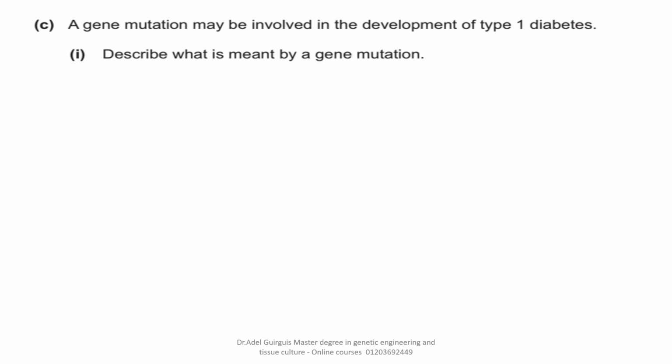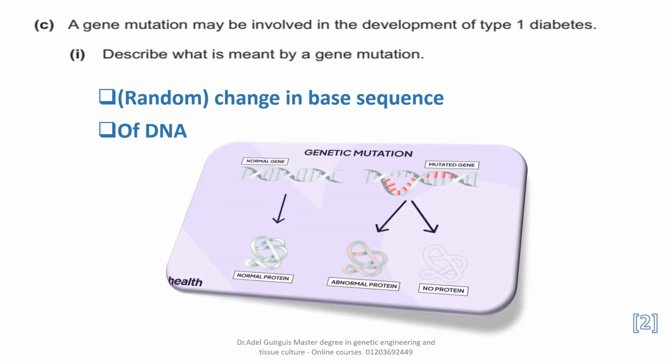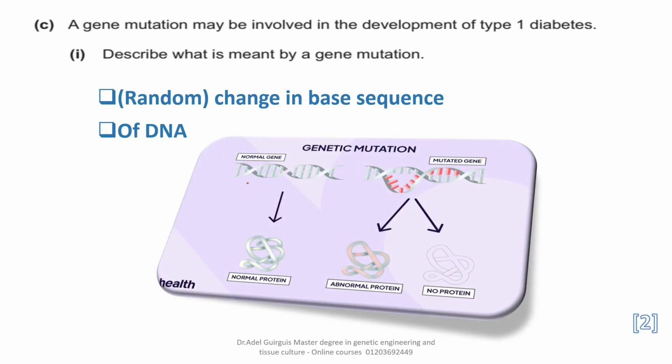Describe what is meant by gene mutation. Gene mutation means a sudden or random change in the base sequence of DNA. Here is a normal gene, a normal DNA sequence, a normal sequence of nucleotides or base pairing.